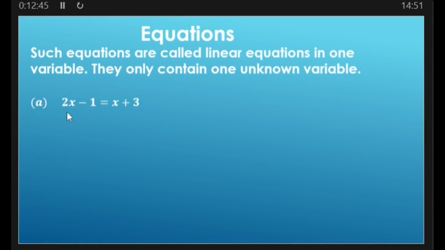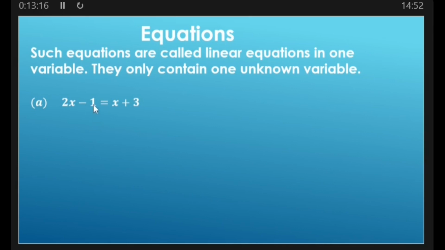So as usual, when we look at 2x minus 1 equals x plus 3, for us to be able to solve these, we have to ensure that we remain with a single variable on the left side of the equal sign, so that all the other terms which are numbers are on the right side of the equal sign. So how are we going to do that? By collecting like terms together.